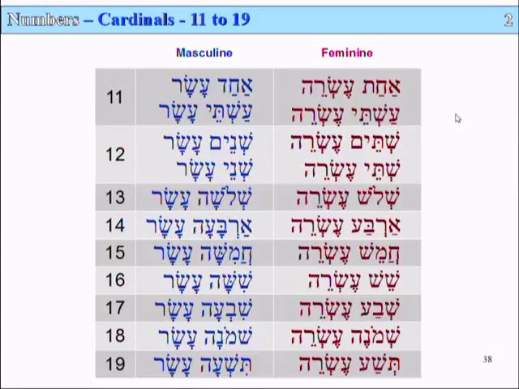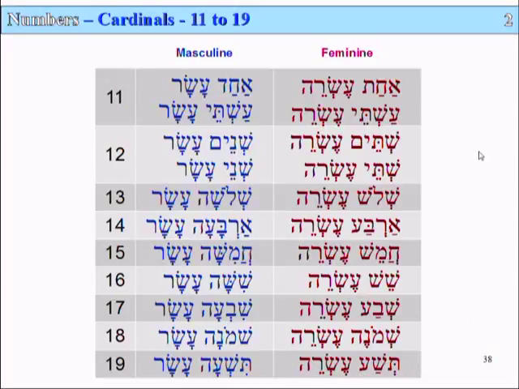The feminine numbers are the same sort of deal, just with the hey at the end. So we have Echad Esrei, or Aste Esrei, and for 12, Shetayim Esrei, or Shtei Esrei for 12. Shalosh Esrei for 13. Arba Esrei 14. Chamish Esrei 15. Shish Esrei 16. Shiva Esrei 17. Shmonei Esrei 18. And Tesha Esrei for 19.